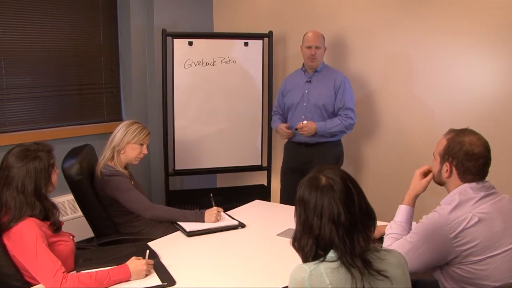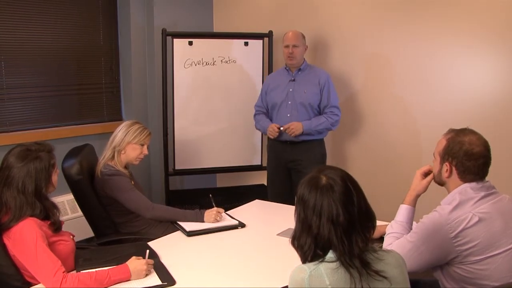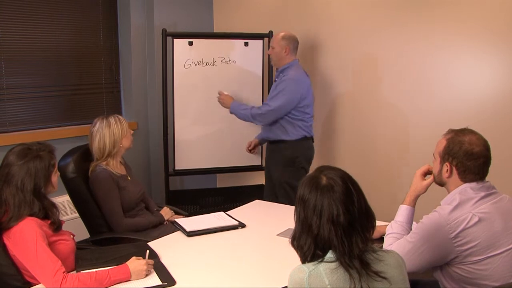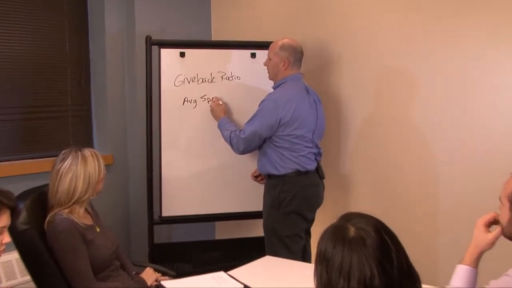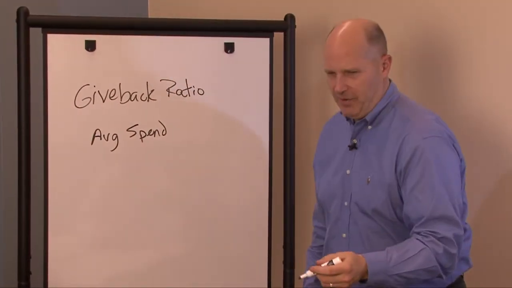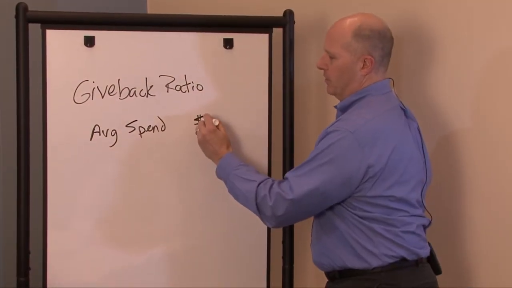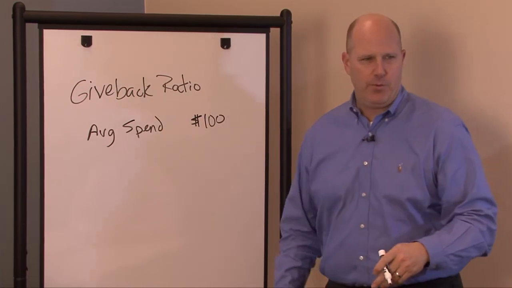So if we're going to calculate something called the giveback ratio, I think we need just a small number of metrics that we're going to look at. So we're going to look at what's the average spend. Let's say the average spend is $100.